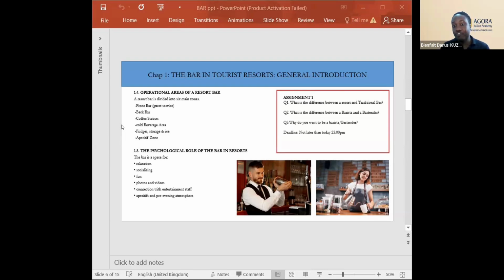And then the cold beverage area. This is the area where we keep the soft drinks. When we say soft drinks, we mean the Fanta, the Coca-Cola, the soft ones. That's where we keep the water, the juices, the draft beer, as well as the slush machines.